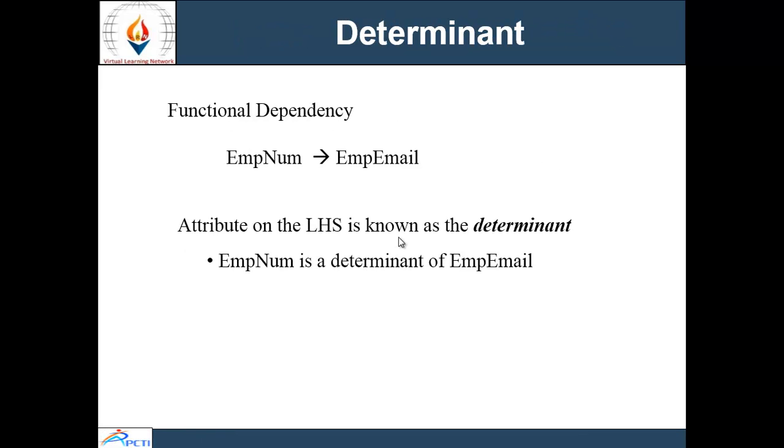Next is determinant. Now, what is a determinant? The attribute on the left hand side of a functional dependency is known as the determinant of the functional dependency. In this example, you can say that EMP NUM is the determinant of EMP email.